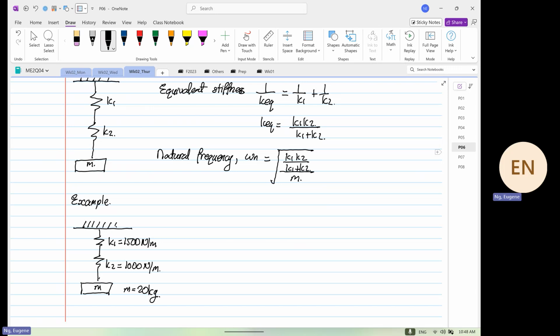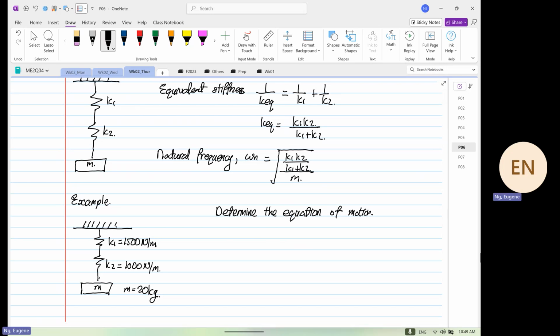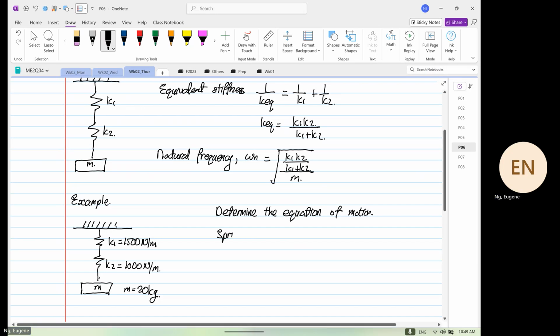And then we are going to determine the equation of motion. So we are going to do something a bit different from the previous problem. So from here, we know that the springs are in a series configuration.